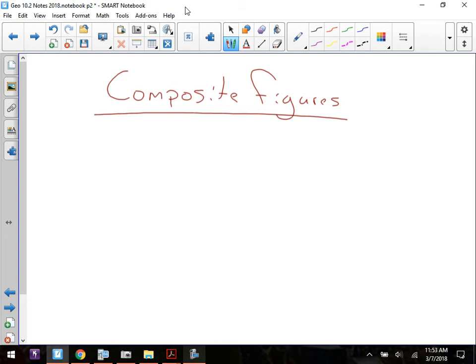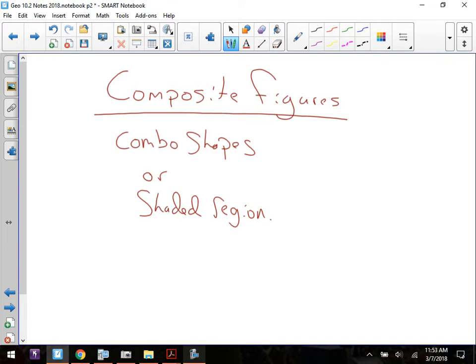They're just figures that are combinations. They're combo shapes or shaded regions. What I'm looking at here, we're going to talk about combination of shapes or shaded region of shapes.